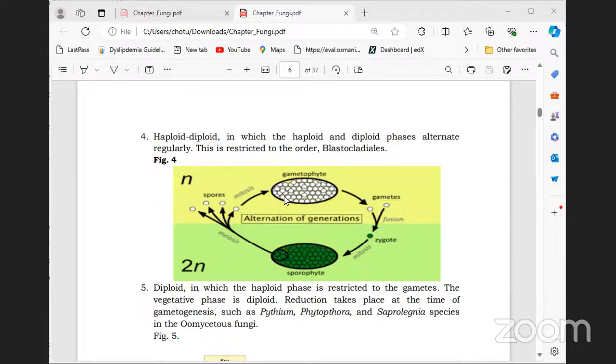Many spores form. This is the gametophytic stage. Each one you can observe is called a gamete. These gametes fuse to form the zygote. This is a 2n stage.